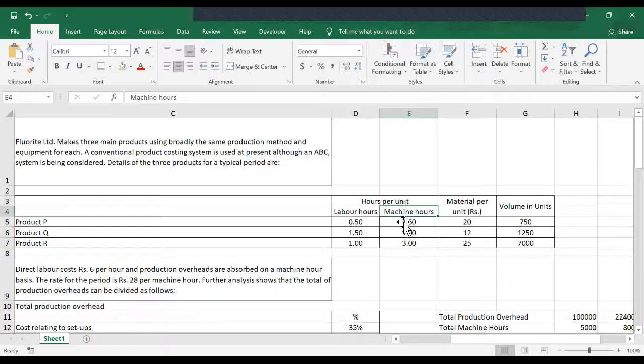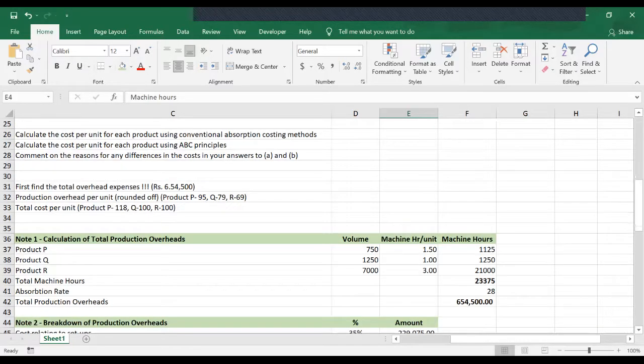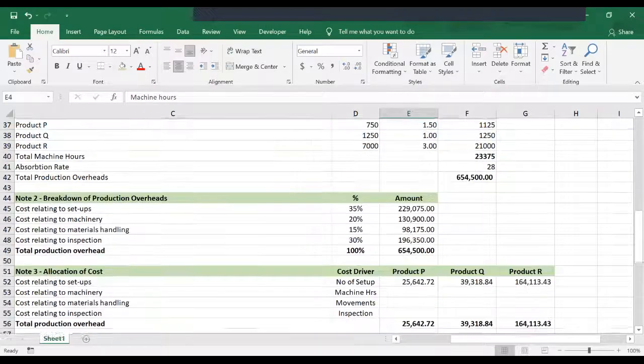However, here the machine hours is given per unit, and we are calculating it for the entire volume, which is different. So what we need to do over here is use the cost driver of total machine hours. If you remember, in note number 1 we had calculated the total machine hours, so we can use this one.